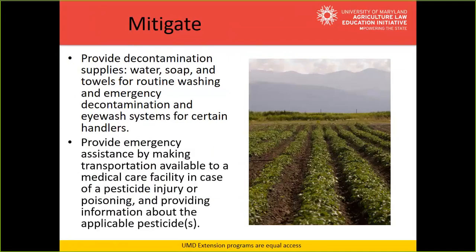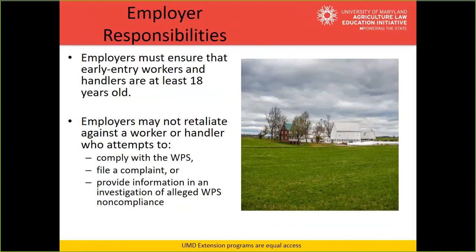And then you have mitigation responsibilities. So on the farm, you have to provide decontamination supplies, water, soap, towels for routine washing and emergency decontamination, and eye wash systems for certain handlers. And then if an exposure does occur, you need to provide emergency assistance by making transportation available to a medical care facility, and then providing the medical care responders with information about the applicable pesticides that were involved.